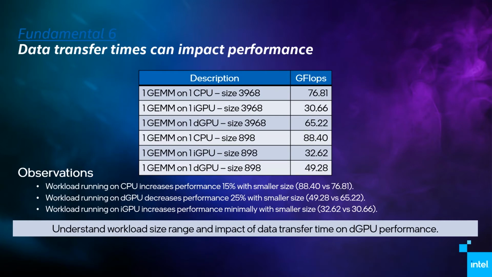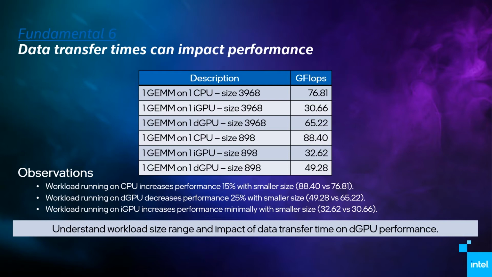Fundamental 6, data transfer times can impact performance. What I wanted to see here was the impact of memory transfers between the CPU and, in one particular case, the discrete GPU, because the CPU and the integrated GPU share a common memory. It's the main system memory, whereas the discrete GPU has its own separate memory, and in terms of executing on the discrete GPU, typically you need to copy memory from the CPU, the system memory, to the discrete GPU.